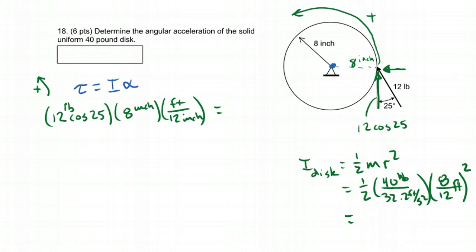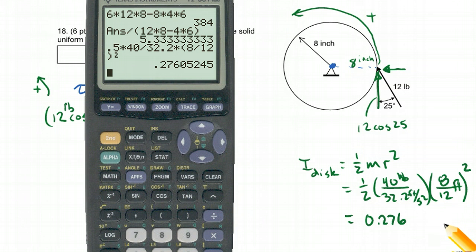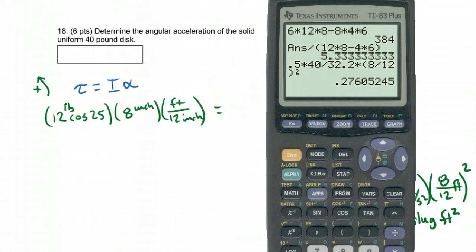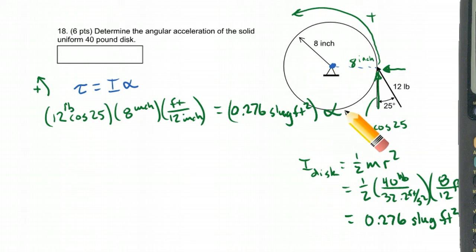Alright, so calculating our I here: 0.5 times 40 divided by 32.2 times 8/12 squared, which is 0.276. We know I is going to be units of mass and length squared. We could work through that: pounds over foot per second squared gives slugs, and then the foot squared comes from that. So 0.276 slug foot squared. There's our I, and our alpha is going to come from that.